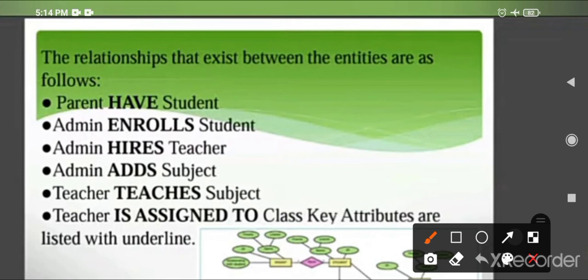The third one is admin hires teachers. Hire means appointing the teachers for taking the subjects. The next one is admin adds subject. Teacher teaches the subject. Teacher is assigned to class. Key attributes are listed with underline. These are the main concepts in the following ER diagram model.